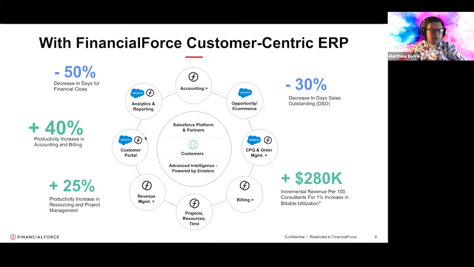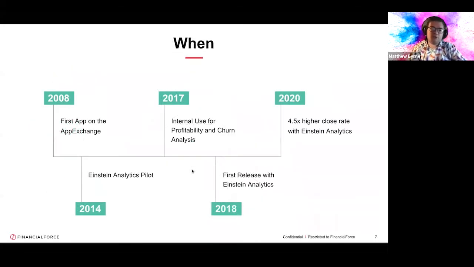We need to change so much in our marketing stuff where it says Einstein now, but never mind. When did we start using, I'm going to keep saying Einstein Analytics, which is fine. When did we start using Einstein Analytics? So back in 2008, FinancialForce was first listed on the AppExchange, the first time we were out there. And then in 2014, we had access to a pilot for Einstein Analytics.